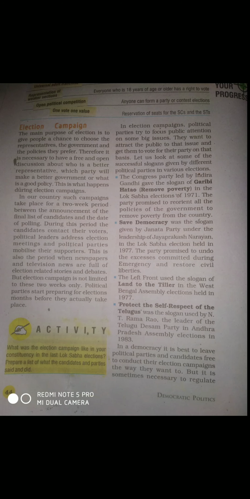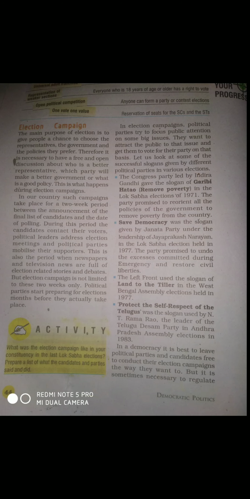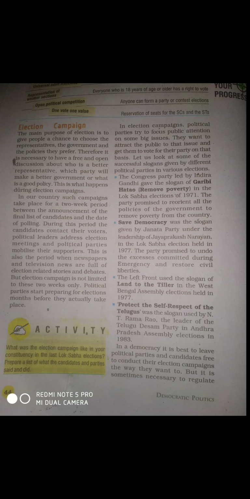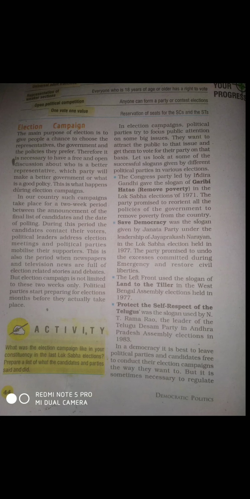Now, in election campaigns, political parties try to focus public attention on some big issues. Some of the political leaders promise the voters to take some poverty alleviation measures if they win the election. Some of them promise development or social welfare works for the people, in this way.